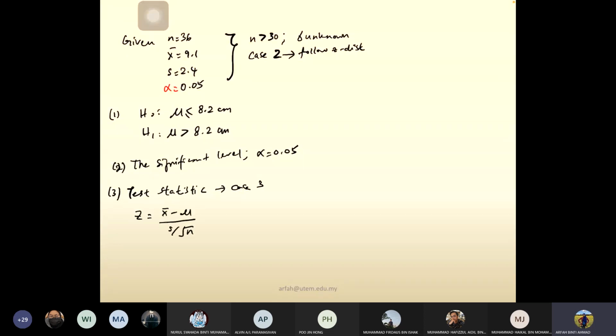So try to calculate this one, what do you get? So X bar equals 9.1 minus 8.2, S is 2.4 divided by square root of 36. So do the calculation, what will you have in here? 2.25. Okay, correct. So the fourth step, we want to get the P value.